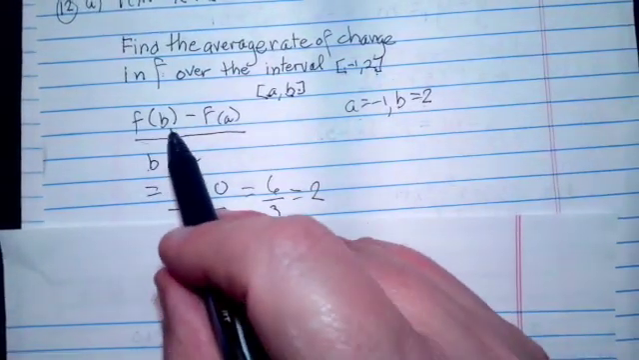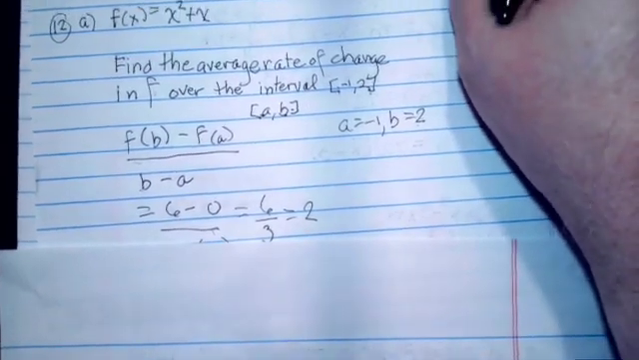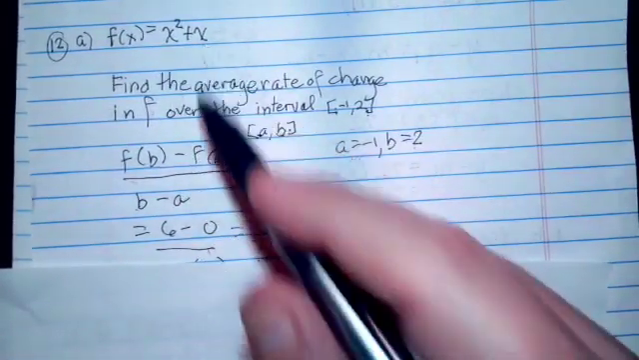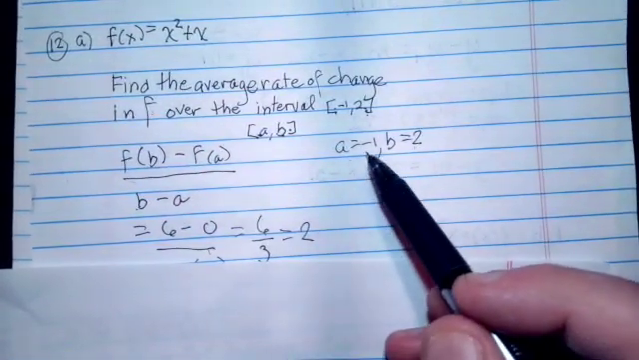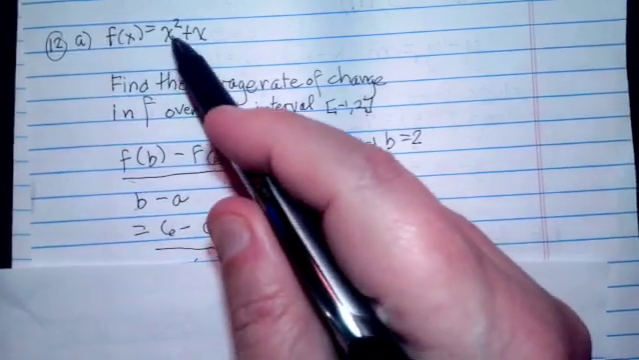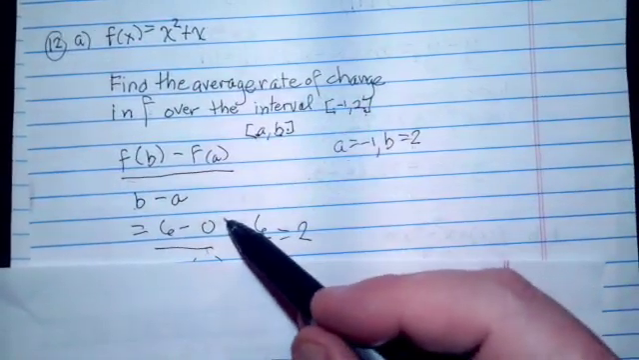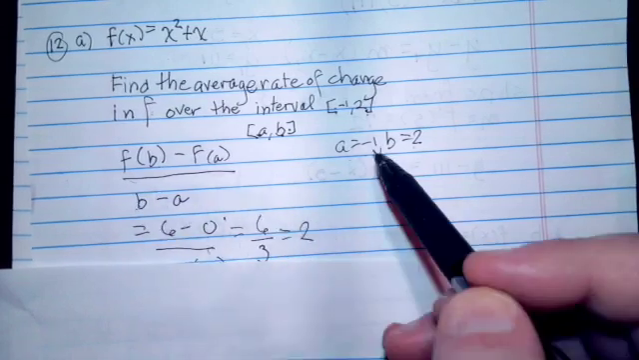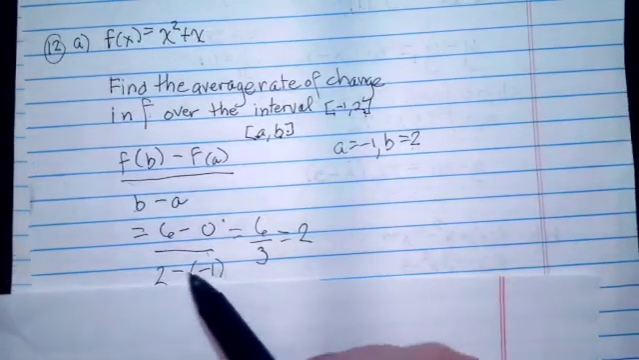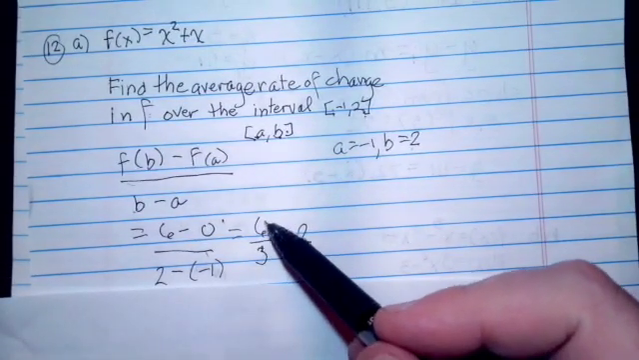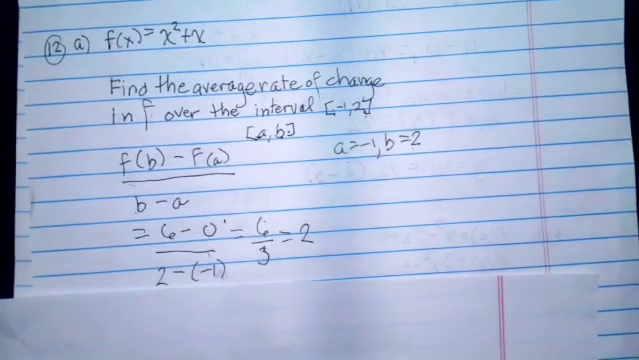We need f of 2, which is 4 plus 2 or 6, and we need f of -1, which is 1 plus -1 or 0. In the denominator, we're going to have 2 minus -1, which is 3. So the average rate of change is 6 over 3, which is 2.